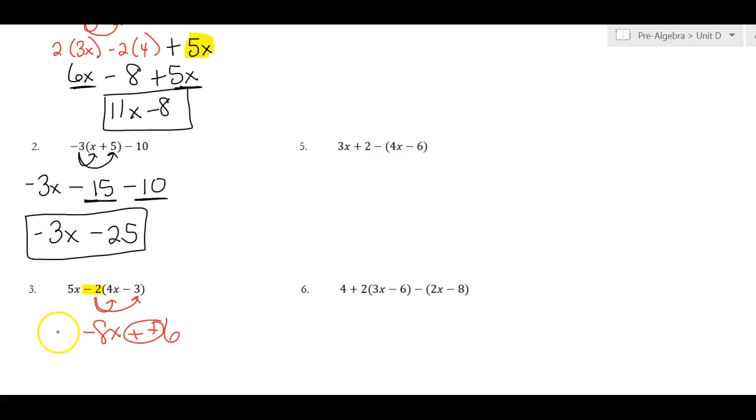And then this 5x, I'm just going to bring down because I didn't do anything with it. Now I combine my terms. 5x minus 8x is negative 3x. And I bring down my plus 6, and that is my answer.